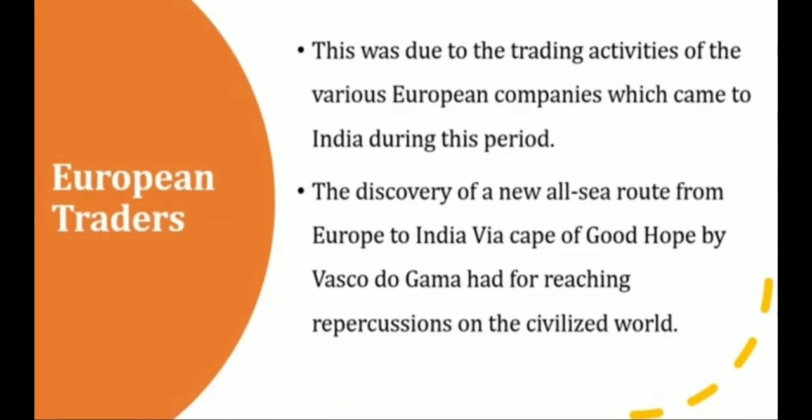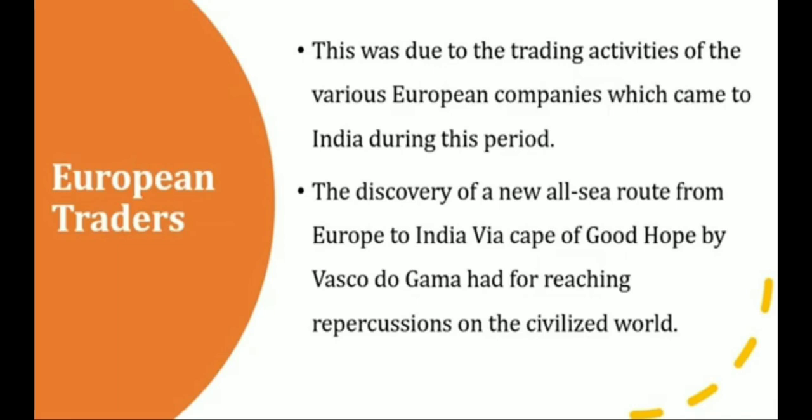Okay. Next one, European traders. What do you know about this? How did European traders come to South India? For what purpose did they come to South India? Because of trading activities, they came to South India. The European companies came to India during this period. The discovery of a new sea route. Who found this new sea route between India and Europe? That is the Portuguese sailor Vasco da Gama, via the Cape of Good Hope. Because of this new sea route only, the European traders came to South India. The discovery of a new sea route from Europe to India, via the Cape of Good Hope by Vasco da Gama.